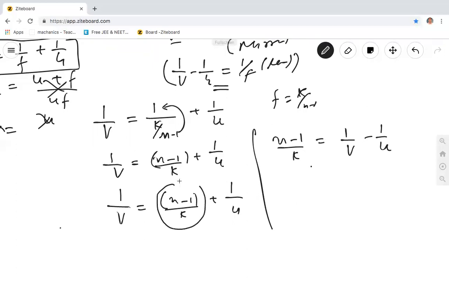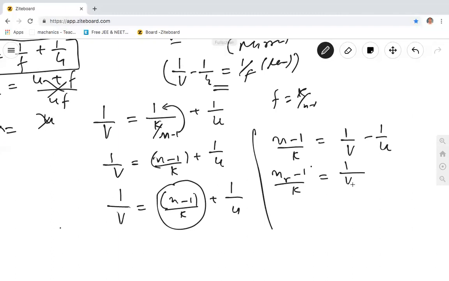It's N minus 1. I have to find which image position is given. The red position is given. Red light reflects from the object. Yes, the red position is given. And (N red minus 1) by K is equal to 1 by V red minus 1 by U. Why is the image formed in the case of a red object?